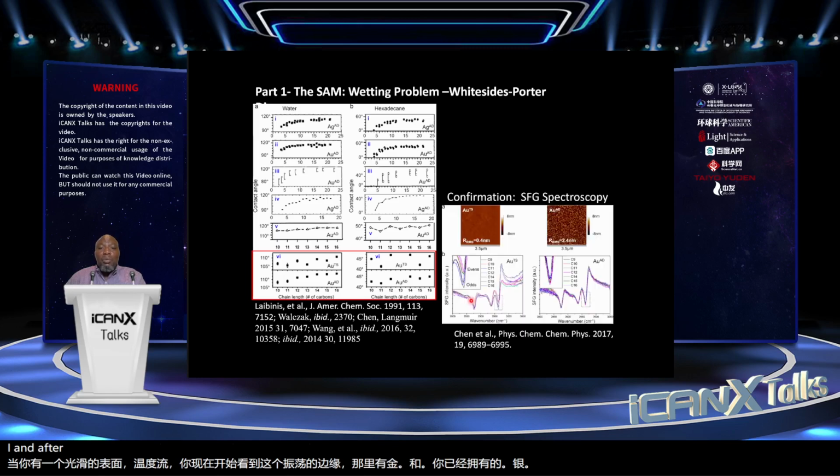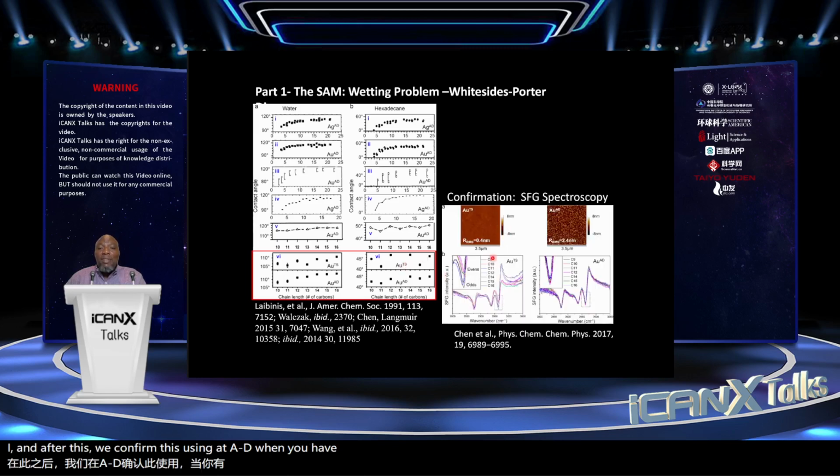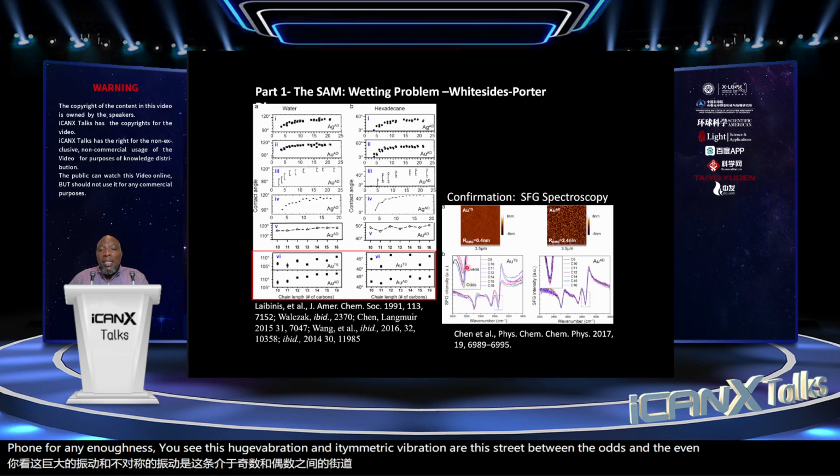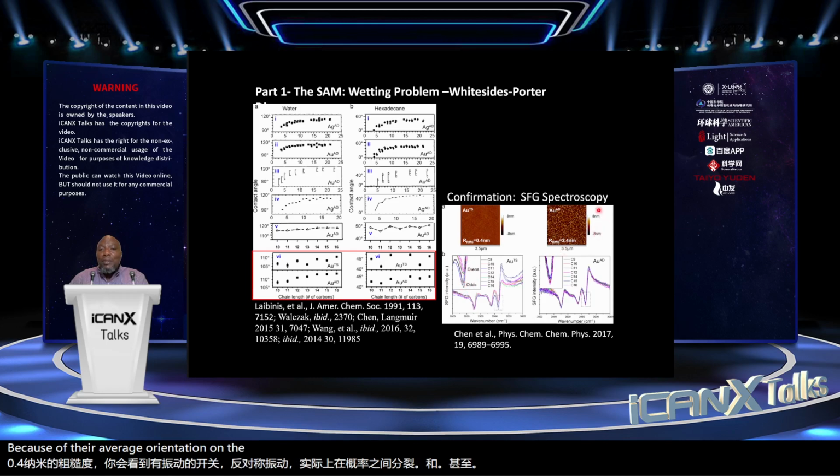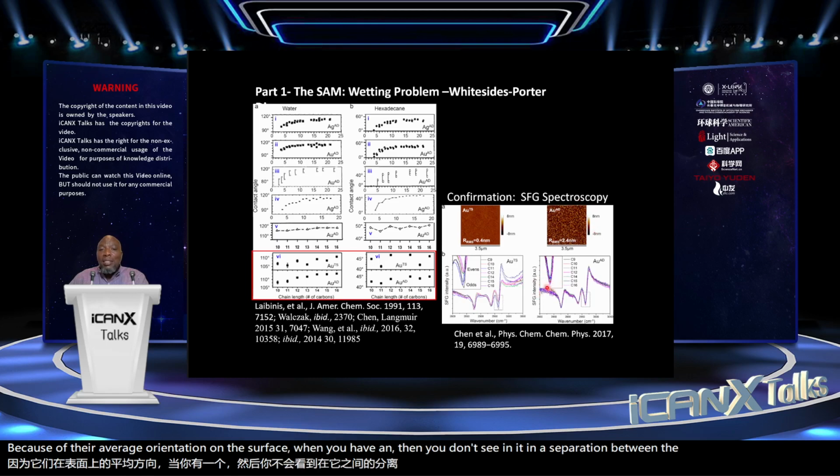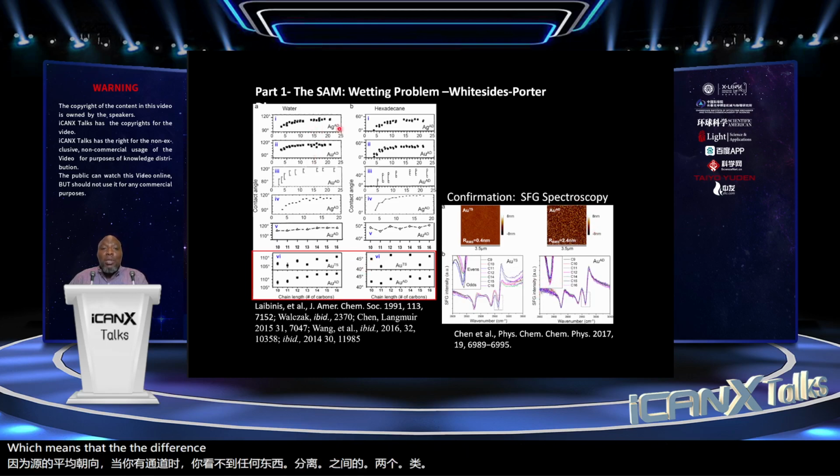And after this, we confirmed this using SFG. Sum frequency generation is very surface sensitive, and when you have a surface that is 0.4 nanometer in roughness, you see the CH3 antisymmetric vibration actually splits between the odds and the evens because of the average orientation on the surface. When you have a rough surface, you don't see any separation between the two clusters, which means that the difference between what was observed before and what we are observing now with smoother surfaces is because of roughness. So roughness is critical in understanding this.